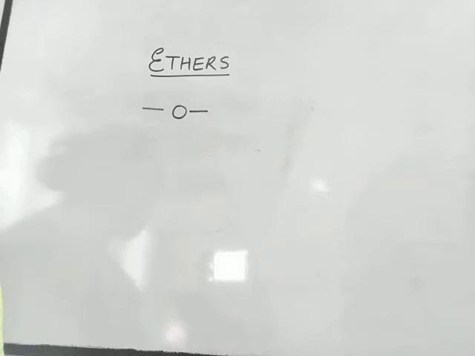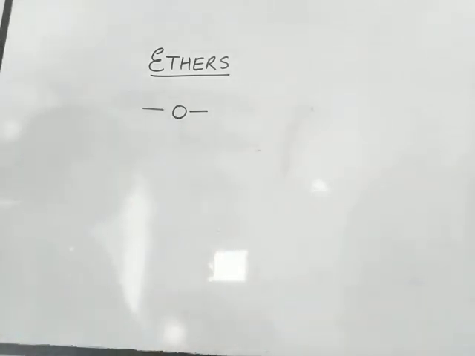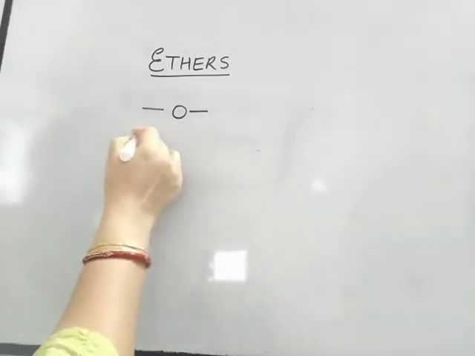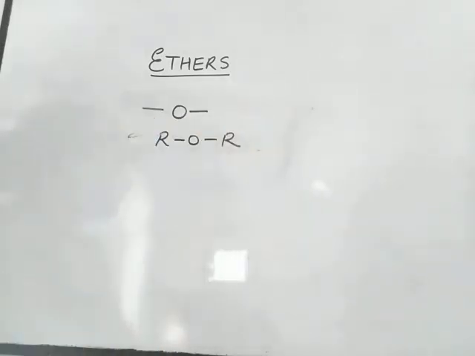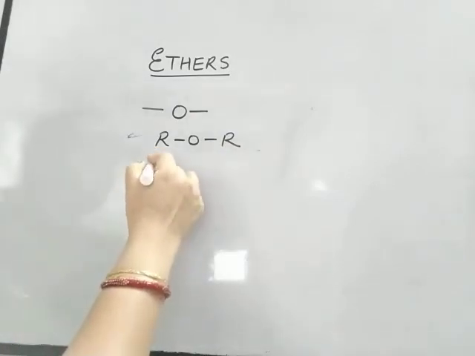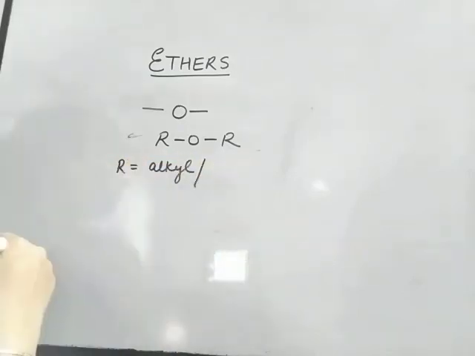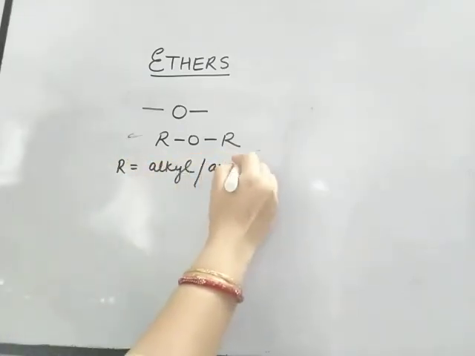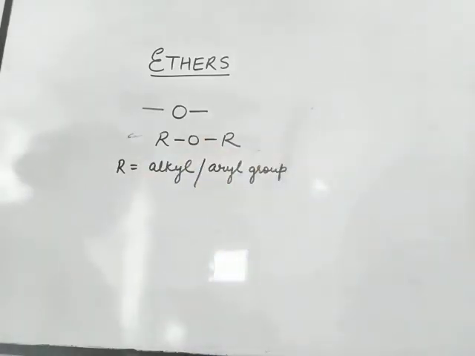Ethers are the organic compounds having functional group O, and these have a general formula ROR, where R can be alkyl or aryl group. Ethers can be aliphatic as well as aromatic also.